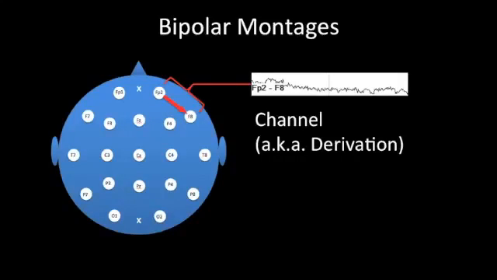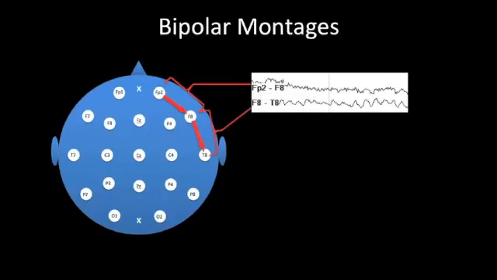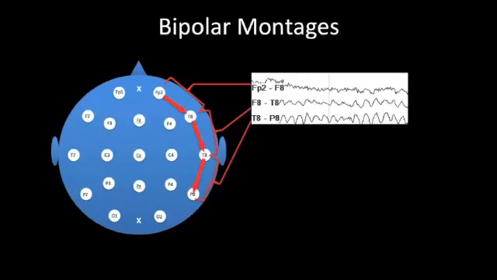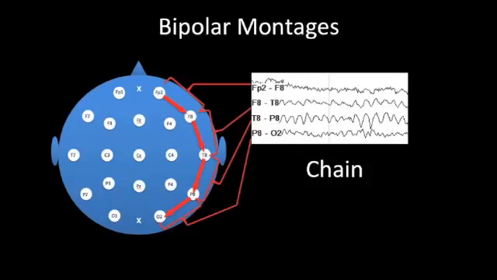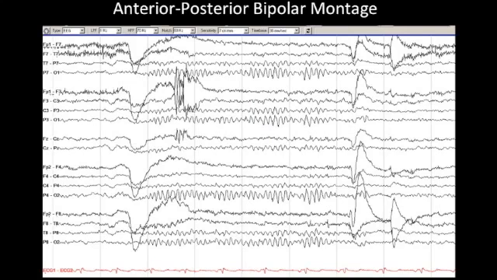We will then continue posteriorly, starting at F8 and going to T8, generating another channel or derivation. We will continue posteriorly to generate a chain of electrodes along the temporal aspect of the head. Eventually, we put a number of these chains together to generate a montage. This is an example of an anterior-posterior bipolar montage.